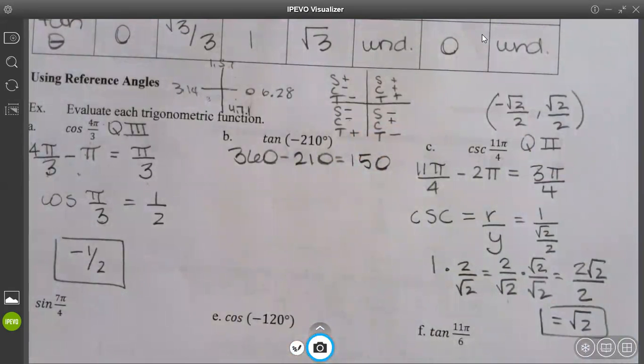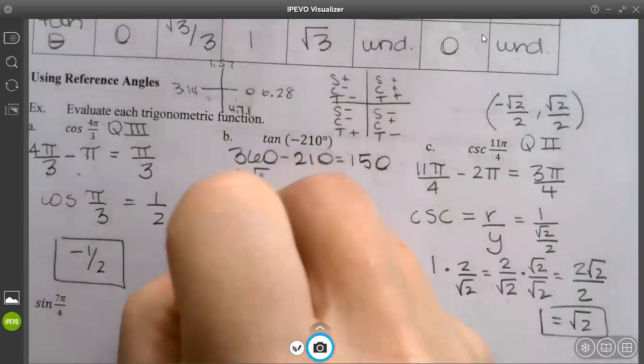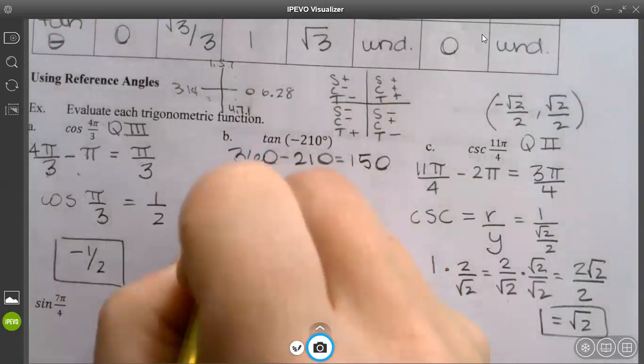Is 150 on the unit circle? Maybe. It is a major point. Yeah, it is. It is a major point because 180 minus 30 is 150. So think about that coordinate right there. What was that coordinate at 150? It's the square root of 3 over 2, and 1/2.